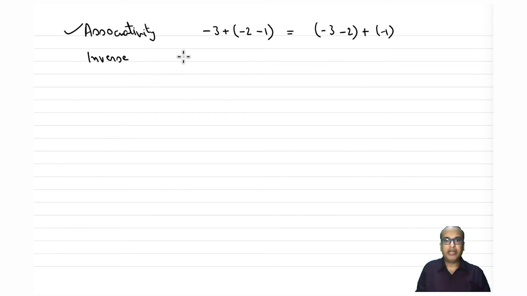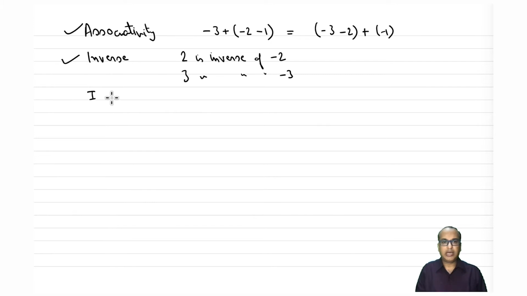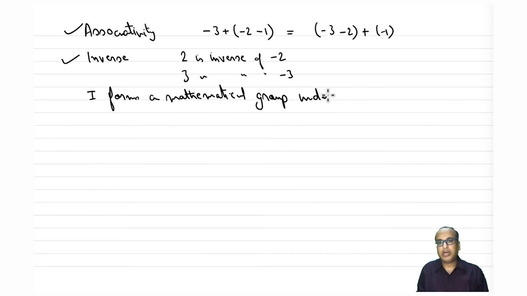And inverse. So every integer has an inverse. So for example, 2 is inverse of minus 2. Remember, it's addition as a combination. So 2 will be inverse of minus 2. 3 is inverse of minus 3, right? So they are all part of group. So inverse also applies. So that means I forms a mathematical group under addition.